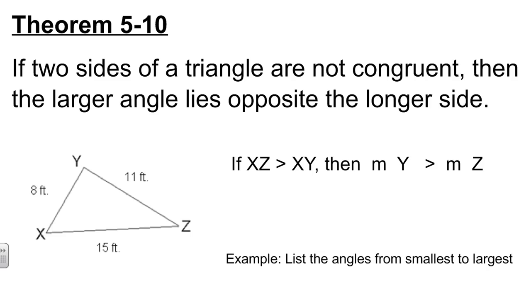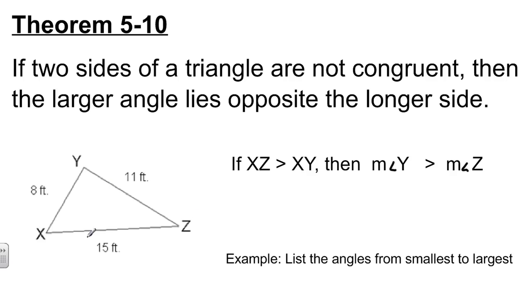Interesting. All right, let me fill in my angle symbols here that should be there. So we've got triangle XYZ. This theorem says that if you have any two sides of a triangle that are not the same length, the longer or the bigger angle is opposite the longer side.